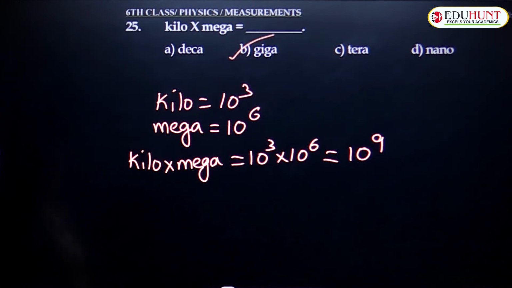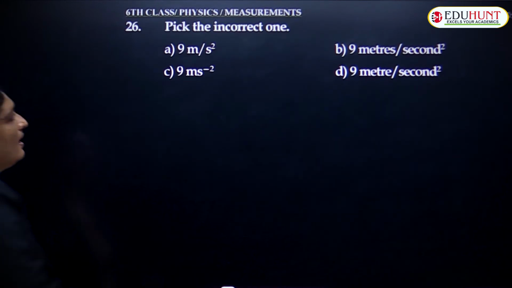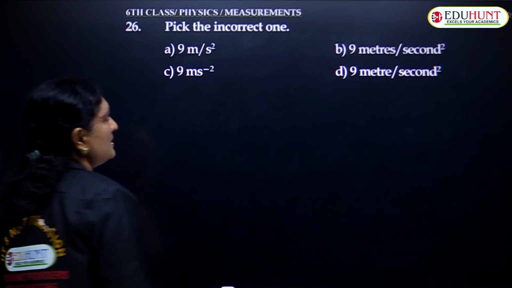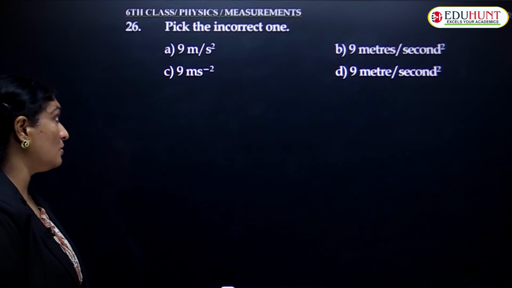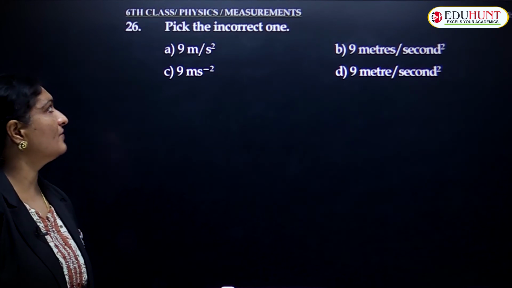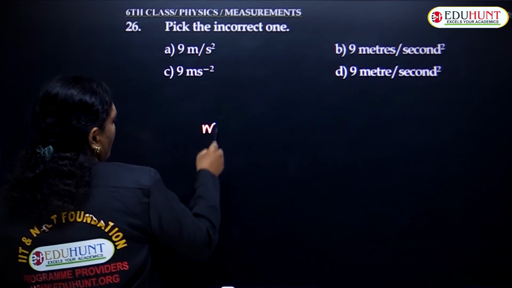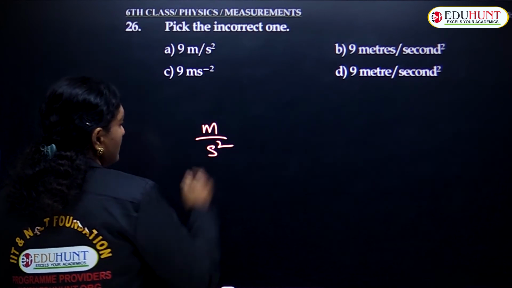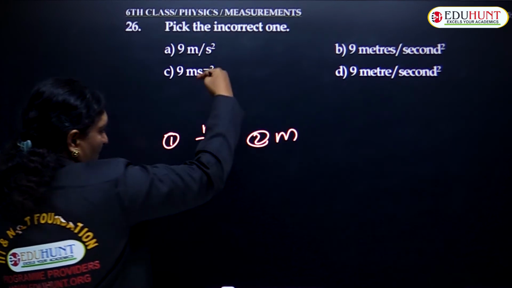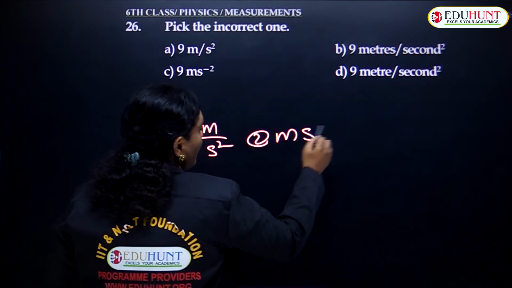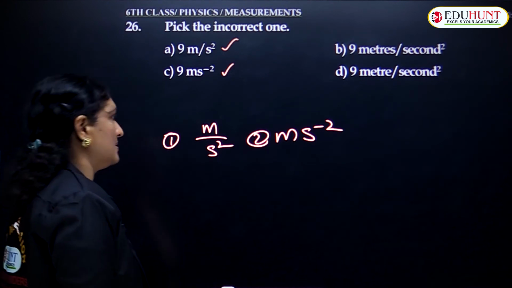Okay. Next, pick the incorrect one. Let us observe this. Everywhere it was written as meter per second square only. Then the value was also given as 9 only. So, now you need to observe the correct form of representation. Okay, 9 meter per second square. Yes, of course, meter per second square can be written like this. If it is brought upward, it can be written as second square. If it is carried to the numerator, it will become inverse. So, this is the correct representation. This is also a correct representation.